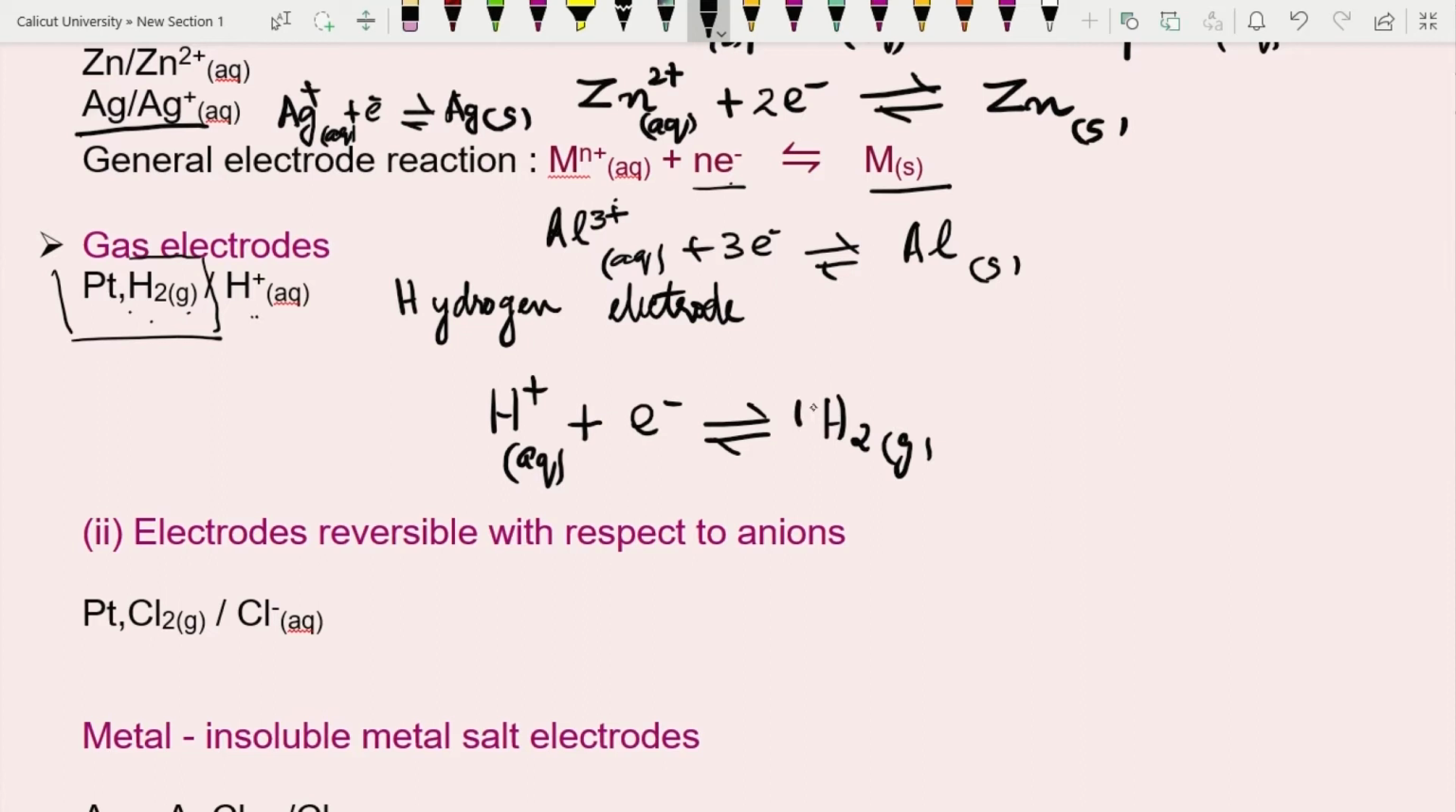and this H plus I have taken from an aqueous media, and here you can see that to balance it I have to put it as half H2. You can write it in both ways, or you can put it as 2 H plus will take up 2 electrons to give hydrogen gas. In both ways it is correct. So, here we are representing a gas electrode.